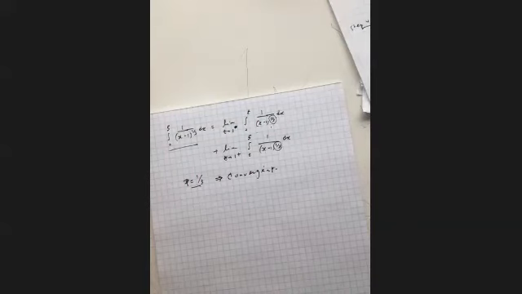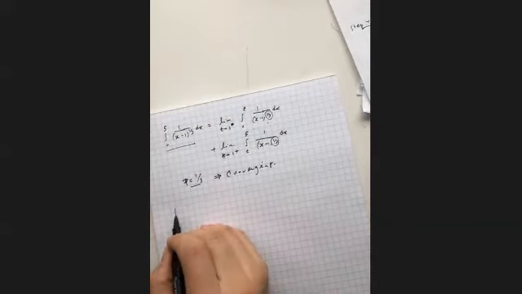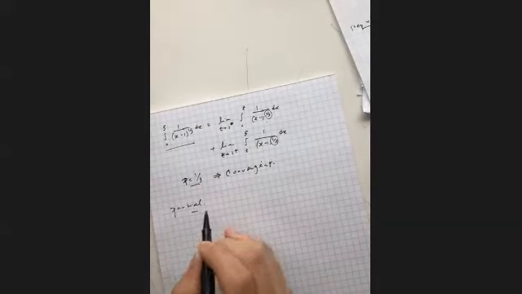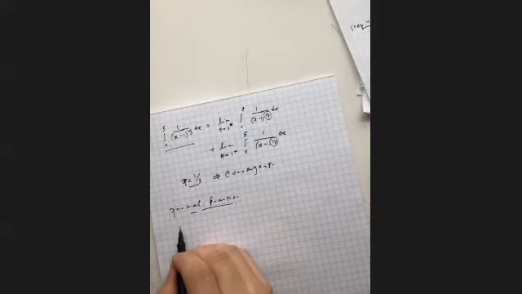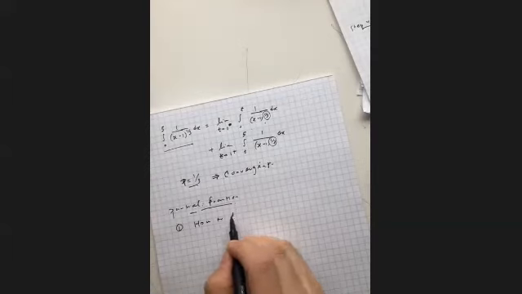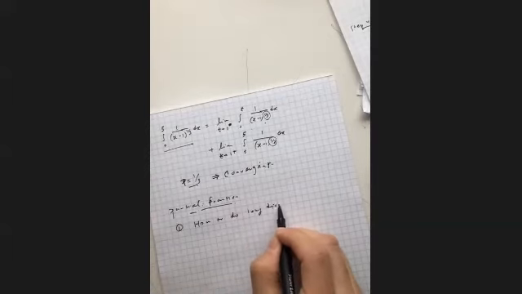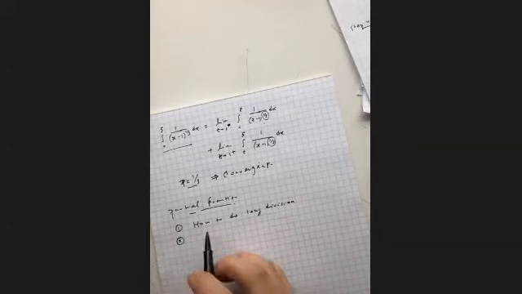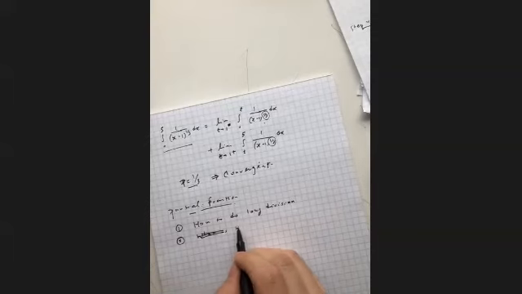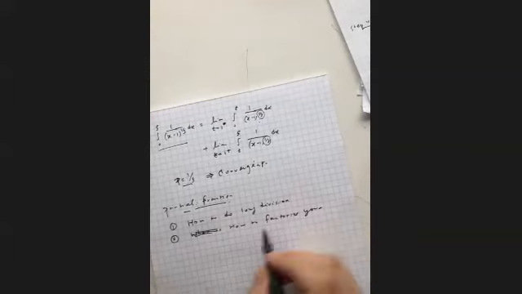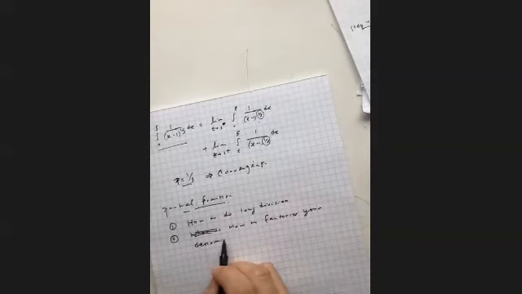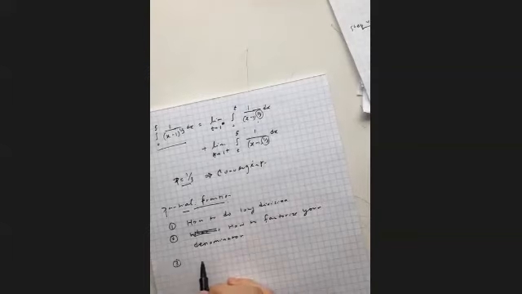So for partial fractions, the first thing I want to emphasize is what you need to do. Number 1, you have to know how to do long division. Number 2, you have to know how to factorize your denominator. Number 3 is how to find the right template.